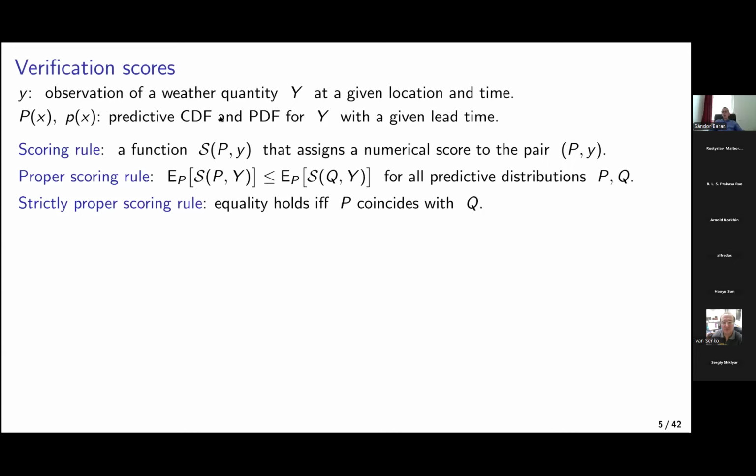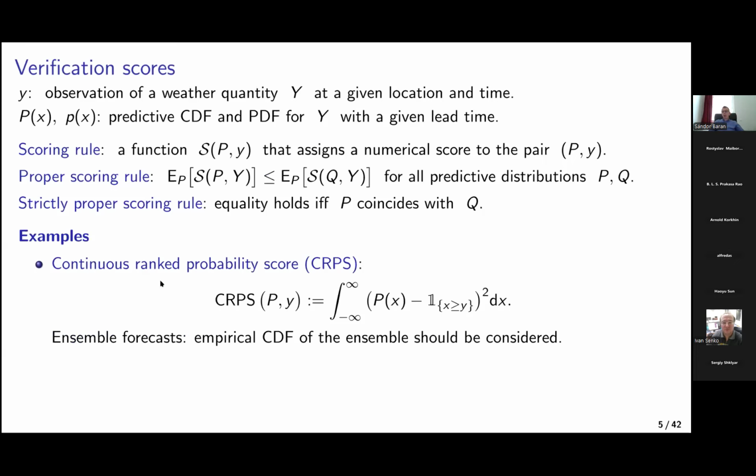The scoring rule naturally is a function that assigns a numerical score to the pair of a forecast and a corresponding observation. We call it proper if the expected score is minimized when the predictive distribution matches the distribution of the observation, and strictly proper if equality holds if and only if they are equal. A famous example which is widely used in atmospheric sciences is the continuous ranked probability score, defined in the following way, which compares the predictive CDF with the CDF, or the Heaviside function, corresponding to the observation.